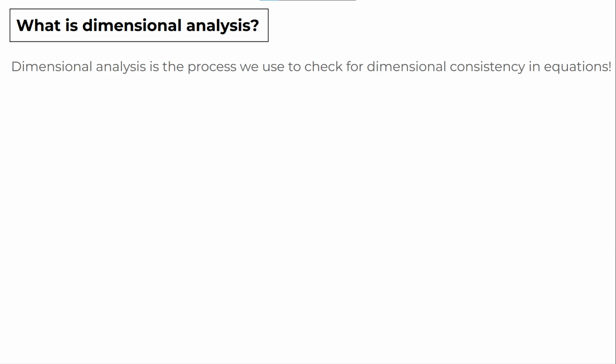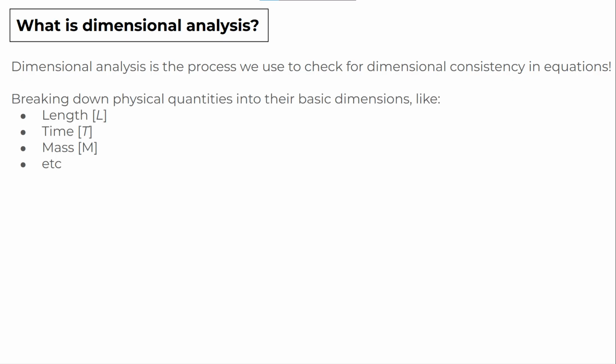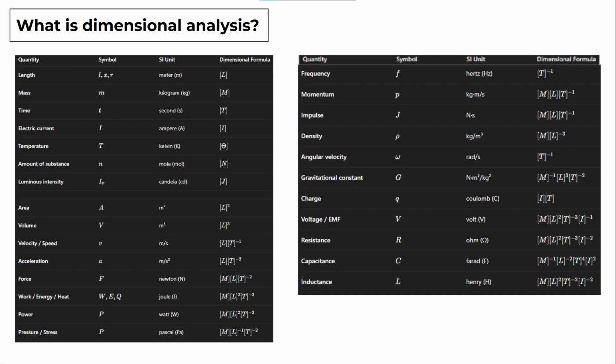So, what is dimensional analysis? Dimensional analysis is the process we use to check for dimensional consistency in equations, breaking down physical quantities into their basic dimensions like length, time, mass, and many more. Here's a dimensional analysis table.